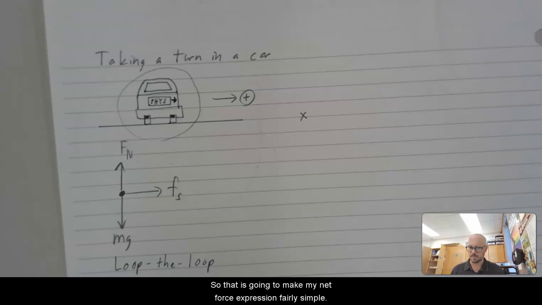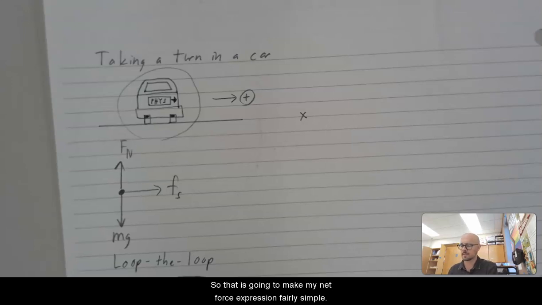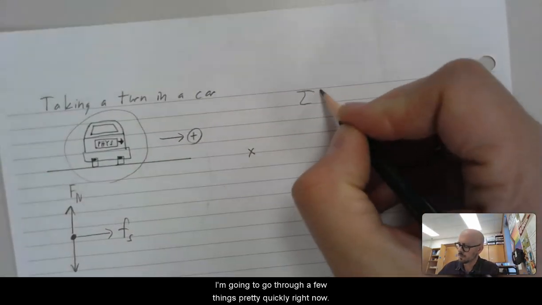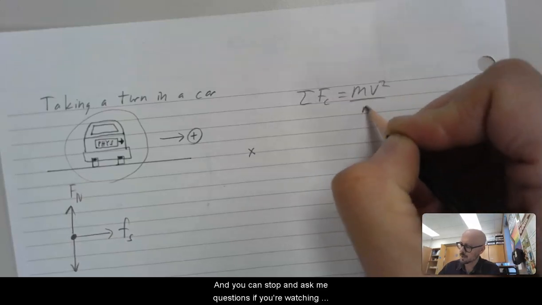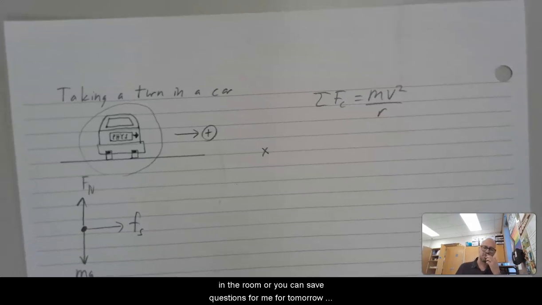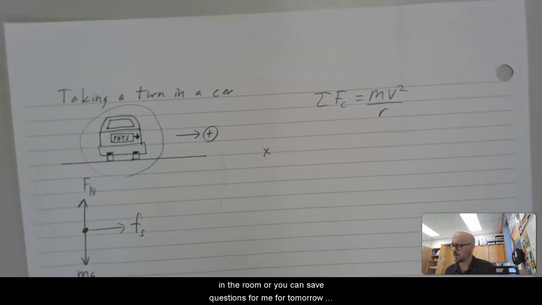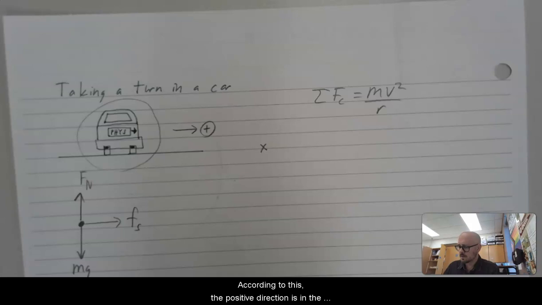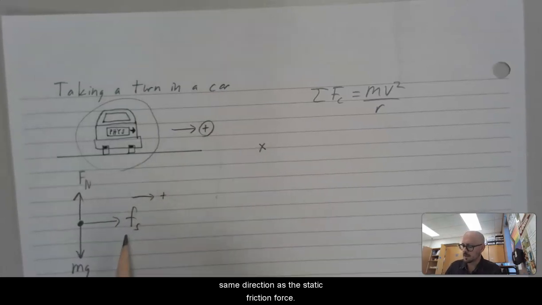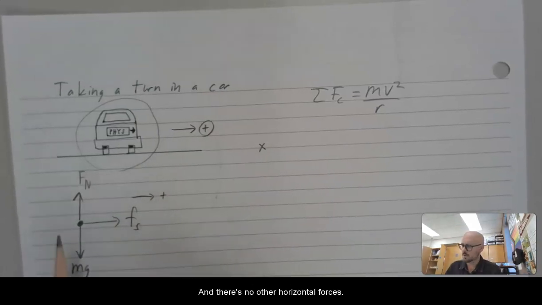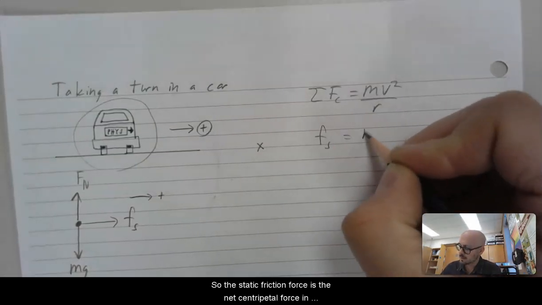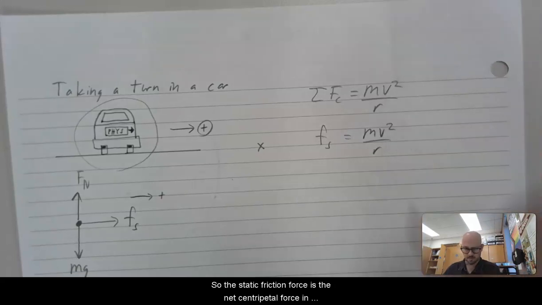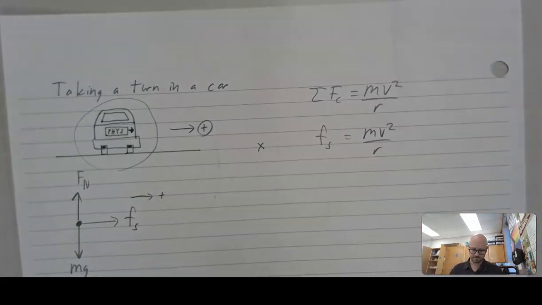So that is going to make my net force expression fairly simple. I'm going to go through a few things pretty quickly right now, and you can stop and ask me questions if you're watching in the room, or you can save questions for me for tomorrow if you have them. According to this, the positive direction is in the same direction as the static friction force, and there's no other horizontal forces. So the static friction force is the net centripetal force in this situation.